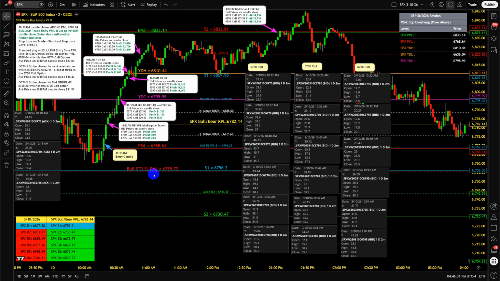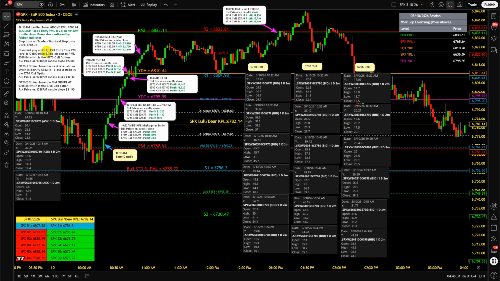Okay, so we have our standard stop loss here, 67.55.72. Our entry was double confirmed by the ribbon indicator as well as the close above the PML. Yesterday we just went over the standard option plays. Today we're going to look at both the standard and the out of the monies. So this is how you do the out of the money plays.